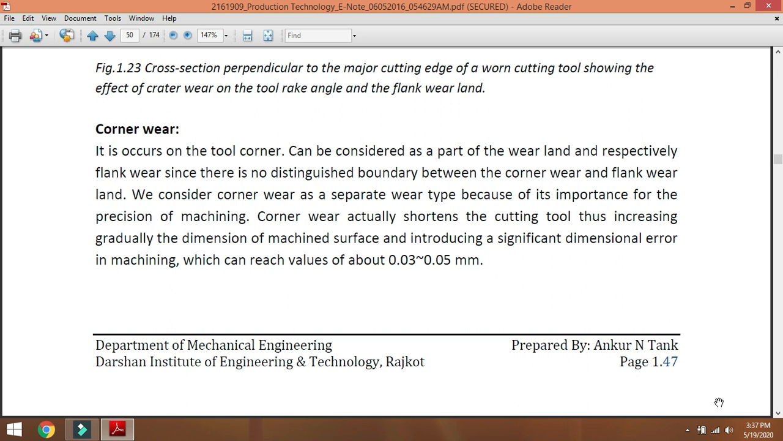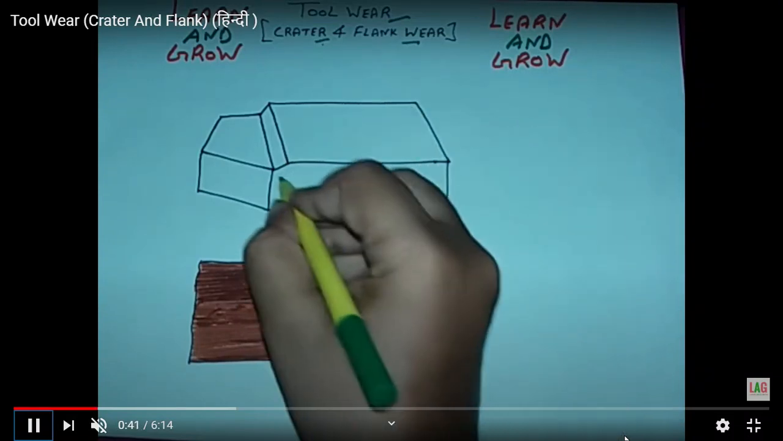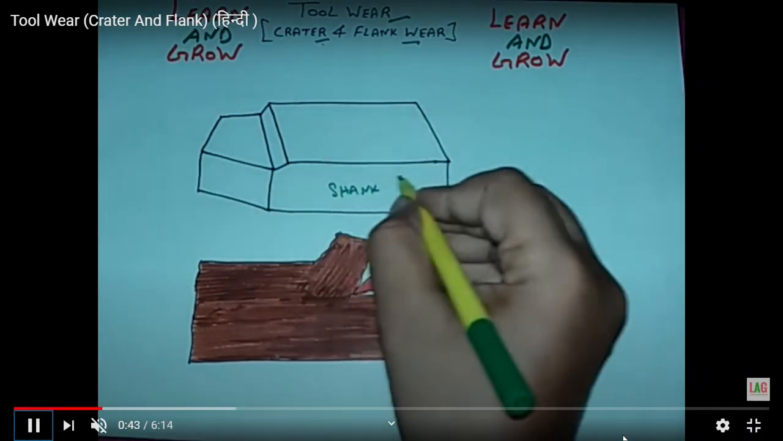We consider the corner wear as a separate wear type because of its importance for the precision of machining. Corner wear actually shortens the cutting tool, thus gradually changing the dimension of the machined surface and introducing a significant dimensional error in machining, which can be 0.03 to 0.05. In this diagram you observe this is the tool.